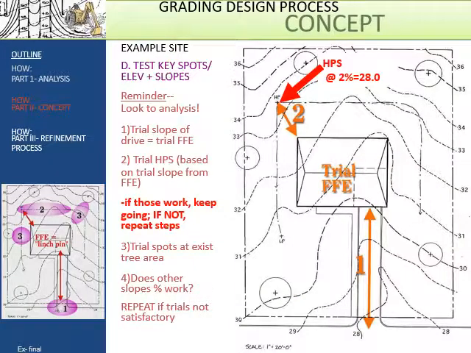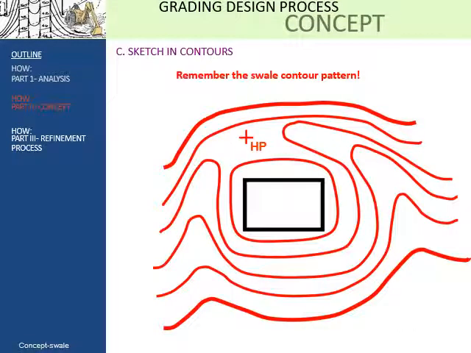So let's start with the lowest one, 28. We got that one from 2%. The question is, is that something that's going to work for us? And again, if we remember our swale pattern, we know that there is a contour line that's going to come up and around nearly to that high point, or it might even touch that high point. So we're going to use the high point elevation that we have right now to sketch in a swale pattern.